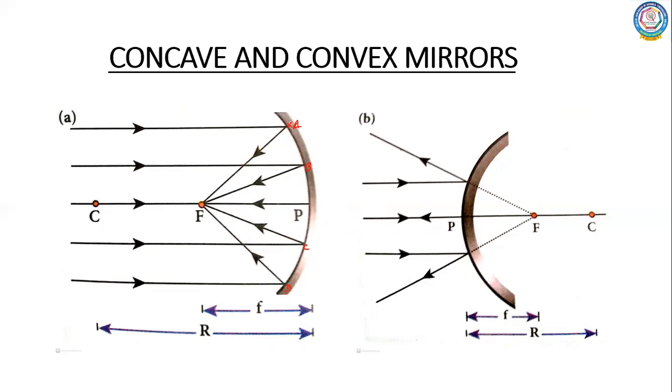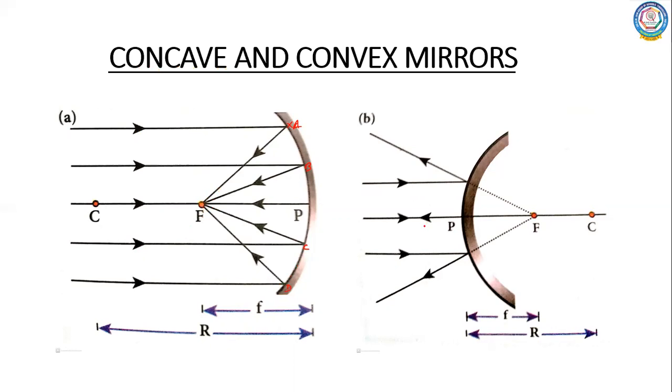So this ray gets reflected back in this direction. The second ray is incident at point B, and it is reflected. The third ray is incident at point C and is reflected. And this fourth ray is incident at point D, and it gets reflected. So all the reflected rays meet at a point after reflection from the spherical mirror. Now this point F, as far as a concave mirror is concerned, you call it the principal focus, or otherwise it is also called the focus.